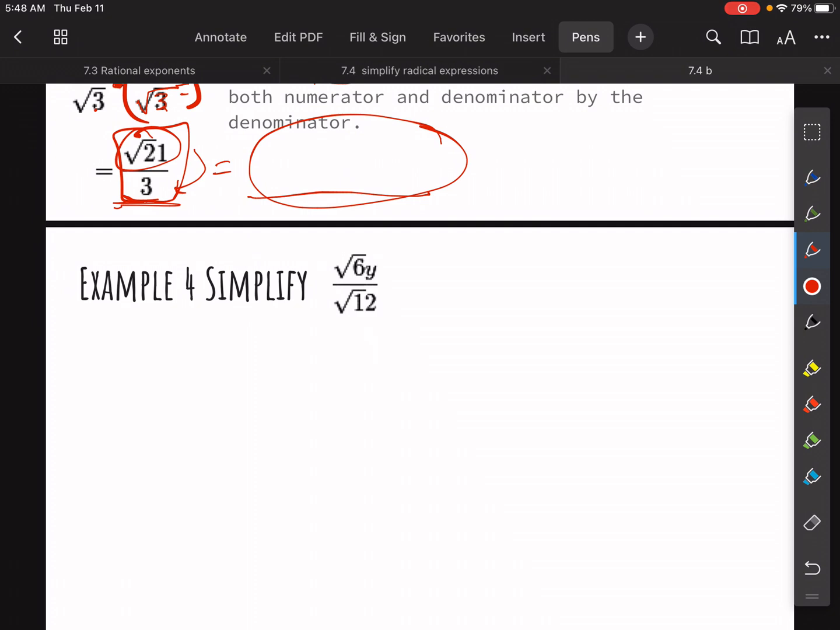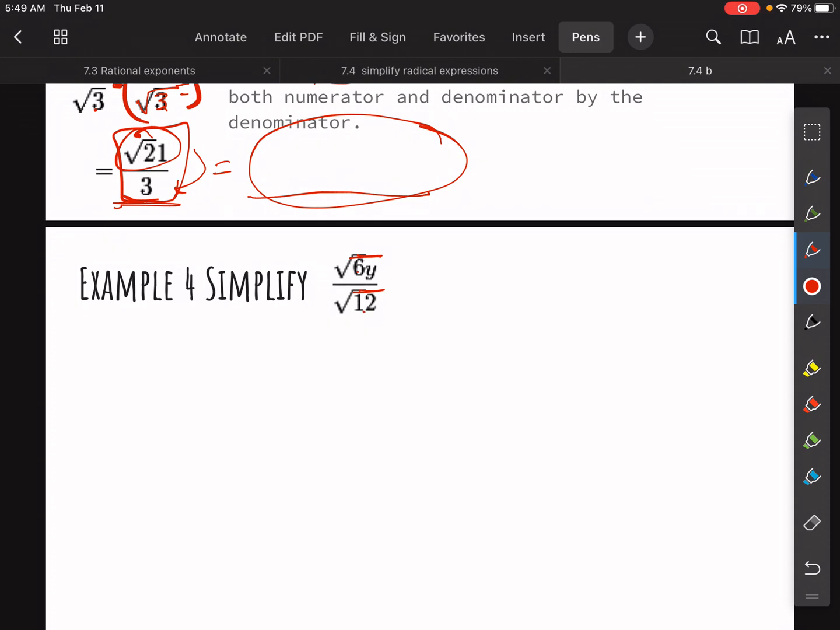Example 4 says, and let me just make sure that this is not supposed to be the square root of 6y. I think it is. So bear with me just for a second here. Yes, so this radical is supposed to go over the y as well. So it says to simplify this thing, what I could do is, I see that this is the square root of 6y over the square root of 12.